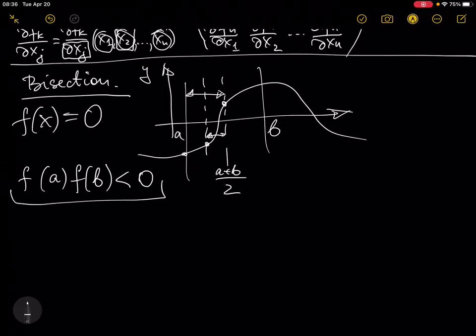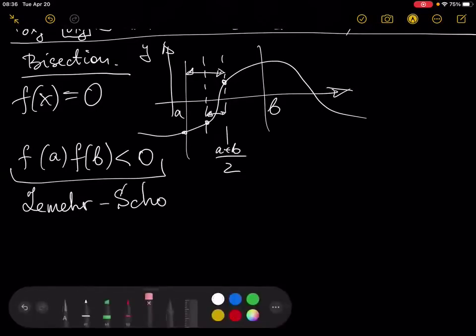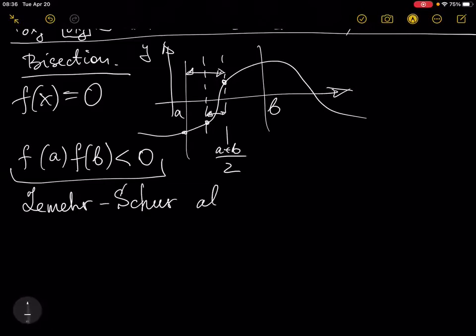Although in your notes, it's written that there is no such result in the multidimensional case. Really, there is a similar result, but only for the two-dimensional case, and really not the two-dimensional case, but on the complex plane. It's called the Lemire-Schur algorithm.